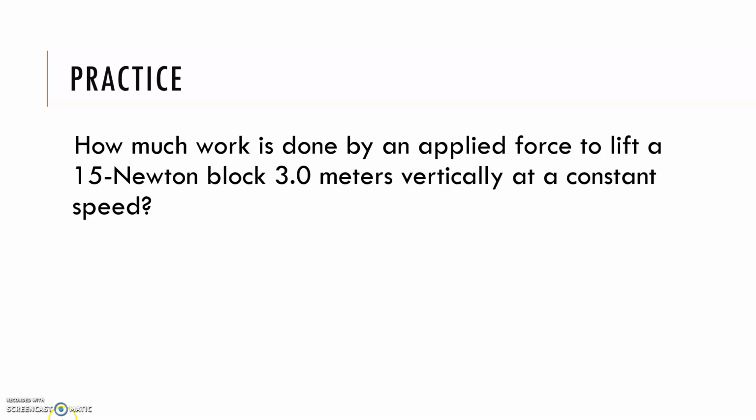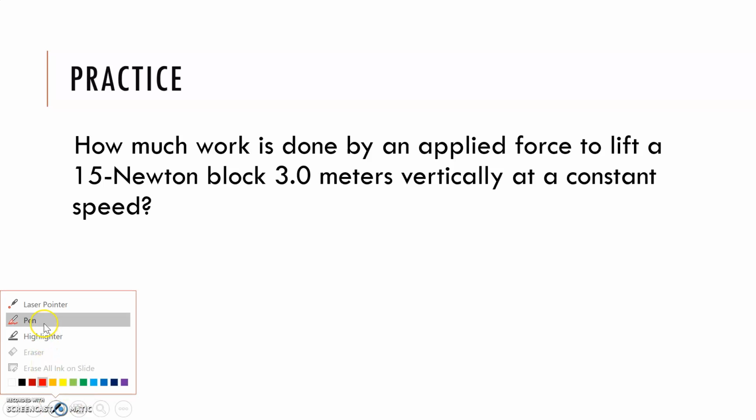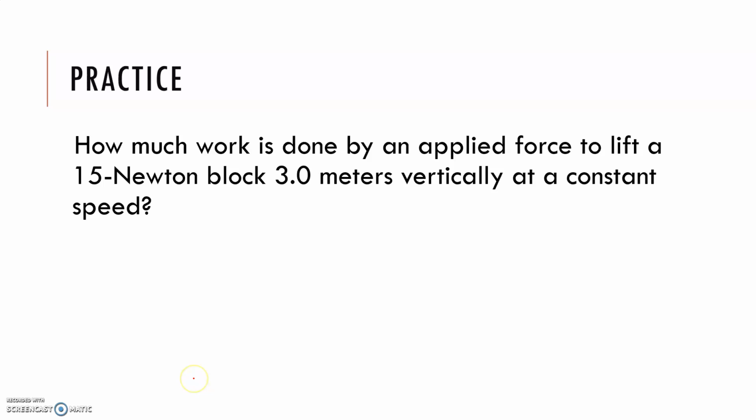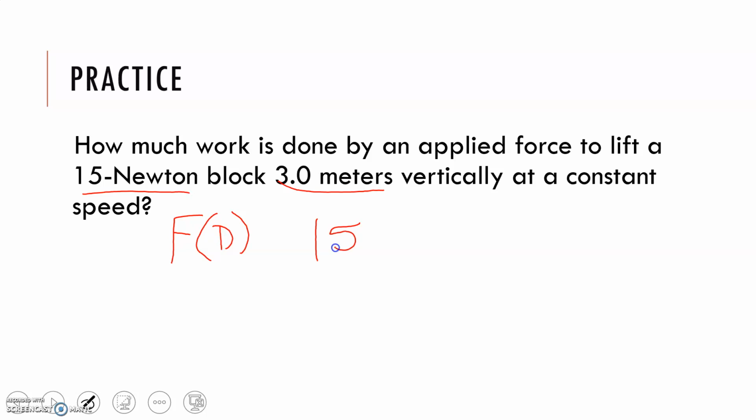So now we're going to look at a couple of practice problems that you may see. How much work is done by an applied force to lift a 15 Newton object 3 meters vertically at a constant speed? They don't give us an angle. So what we're going to be doing is essentially just force times distance to get our work. The force they give us is 15 newtons, and we're going to multiply that by 3 meters. Multiply those two numbers together, and your work is 45 joules.